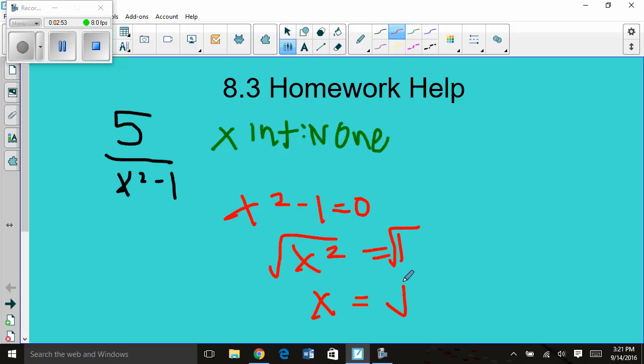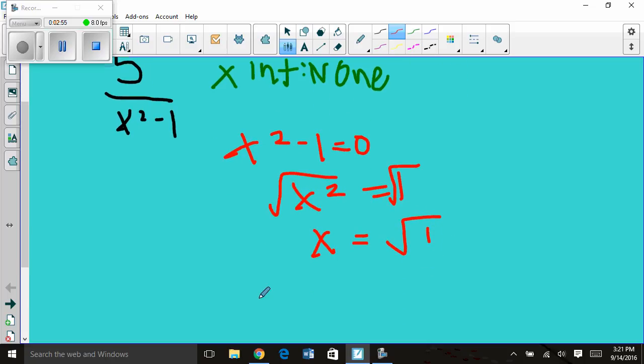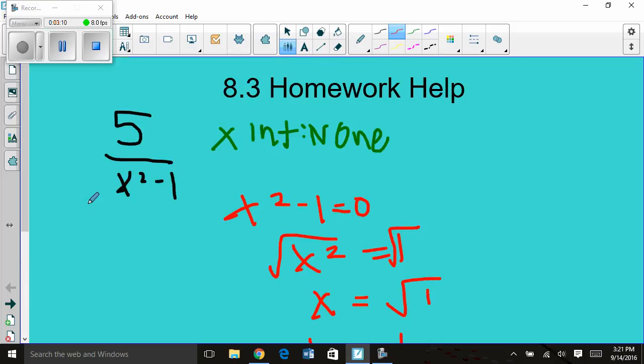So what is the square root of 1? We have to be careful, and we talked about this in class. This could be two different things. It could be 1 squared equals 1, or negative 1 squared equals 1. So the square root of 1 is 1 or negative 1.